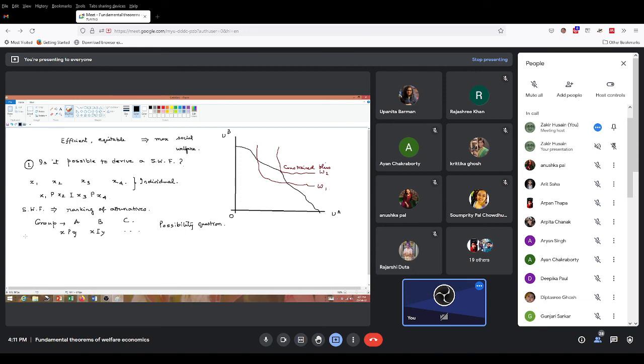Okay, this is what we call the possibility question. In other words, what I'm trying to say is that all of you are rational individuals. You can rank alternatives. Based on this information, can I generate a social welfare function? This W1, W2 that I've drawn, can I generate such functions?